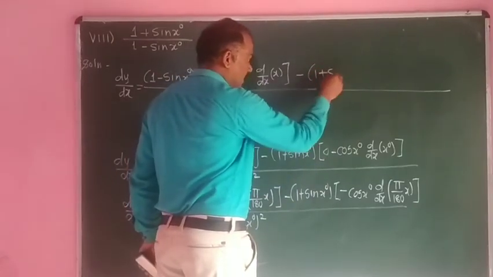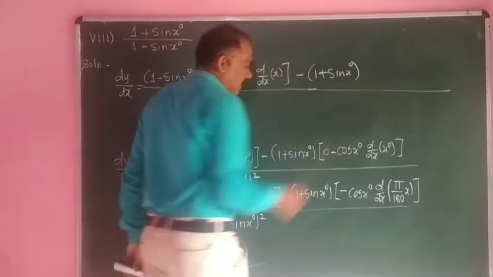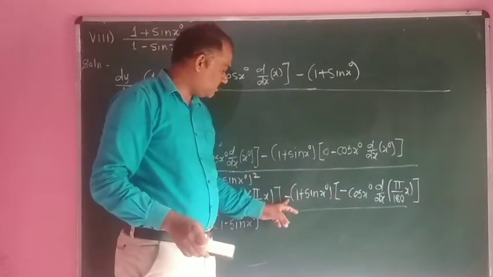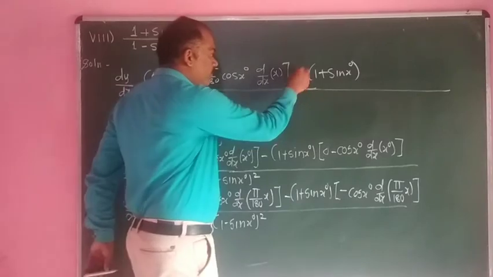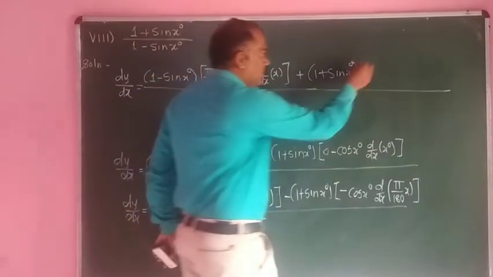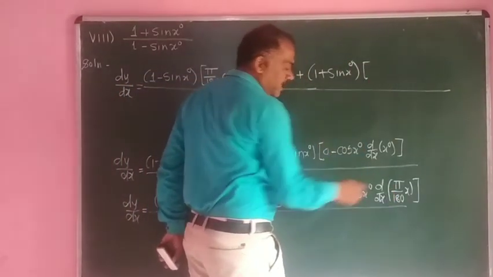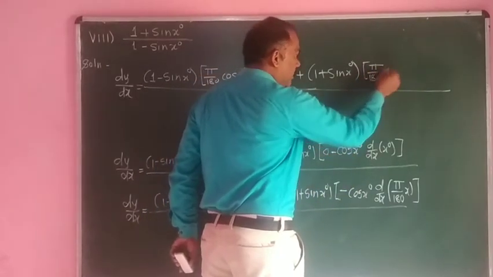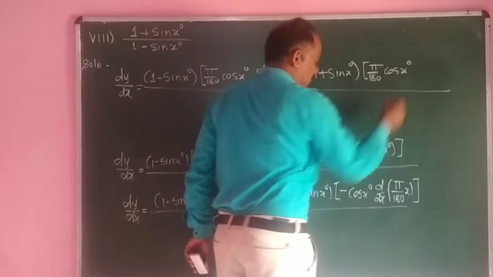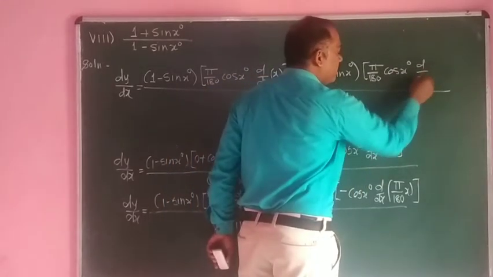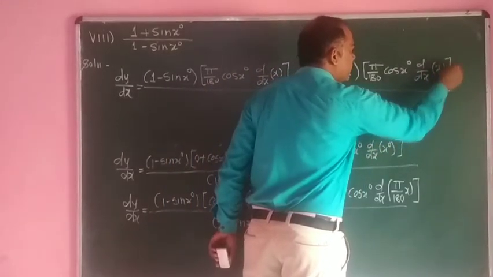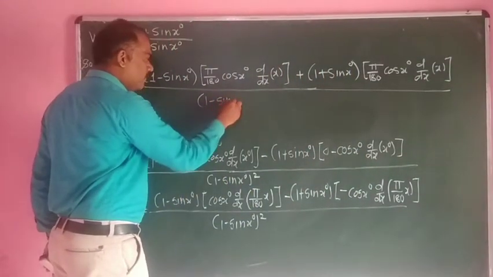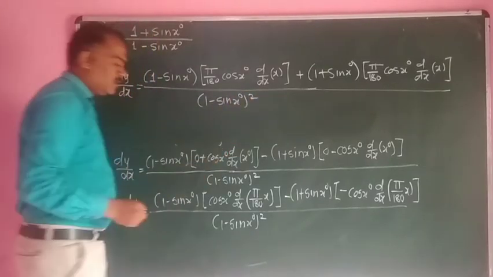(1 plus sine x degree). The multiplication is there, so we take the minus; this minus into this minus becomes plus. Here it must be plus, cos of pi upon 180 is a constant. We take the constant outside the derivative: pi upon 180 into cos of x degree into d dx of x, divided by (1 minus sine of x degree) whole square, keep as it is.